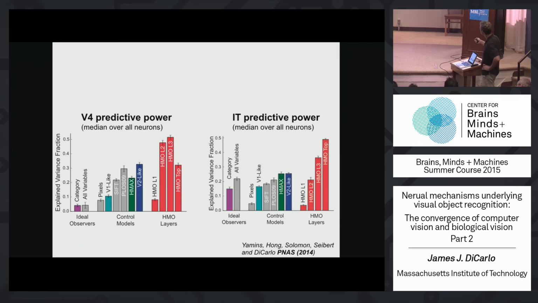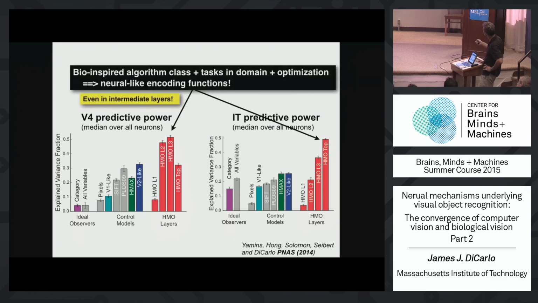But interestingly, this is really exciting to us because, look, this model was not optimized to fit any neural data other than that last mapping step. All it is, is a bio-inspired algorithm class, which is the neuroscience view of the feedforward class of the field, and tasks that we and others hypothesize are important, that the ventral stream might be optimized to solve, and an actual optimization procedure that we applied. And that leads to neural-like encoding functions at the top and in the middle layer.